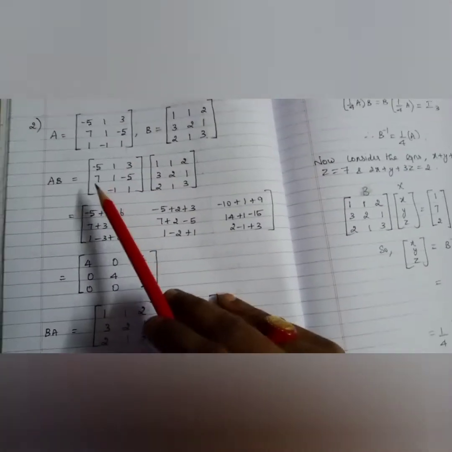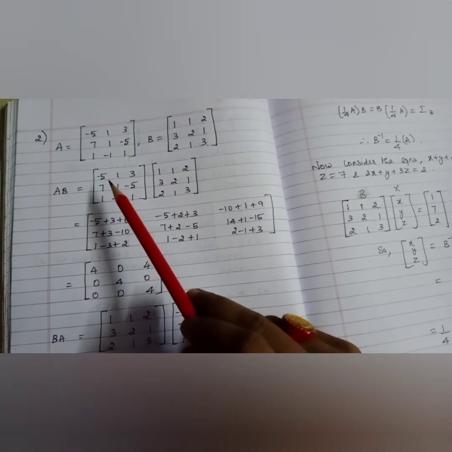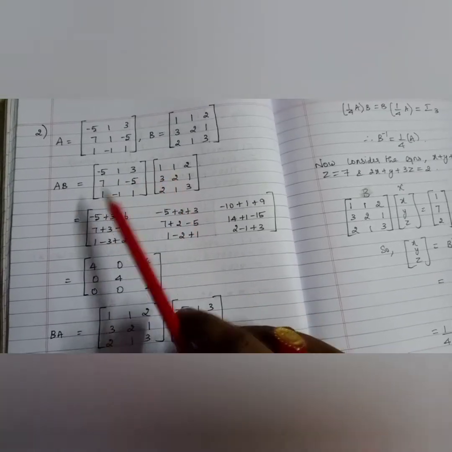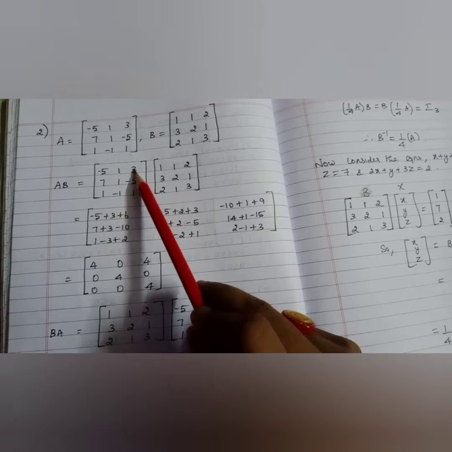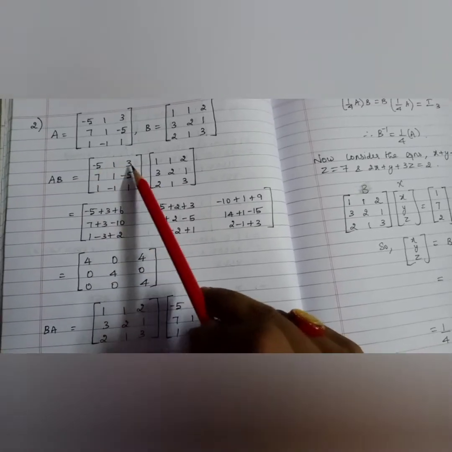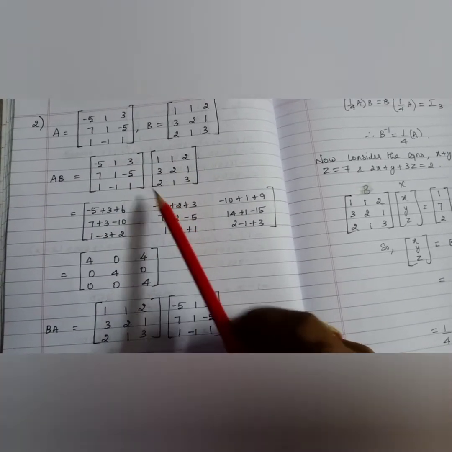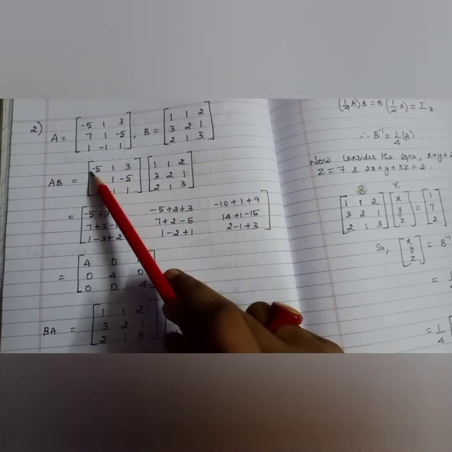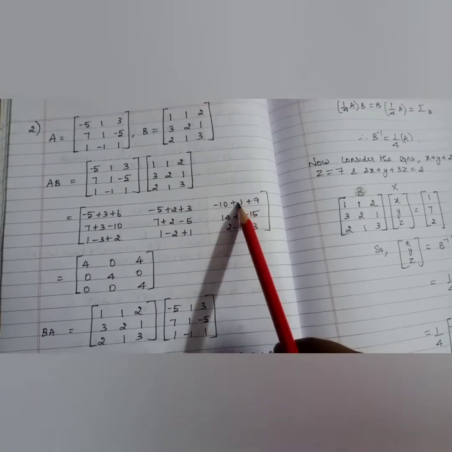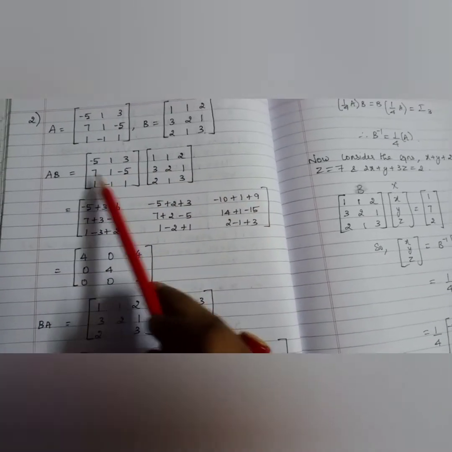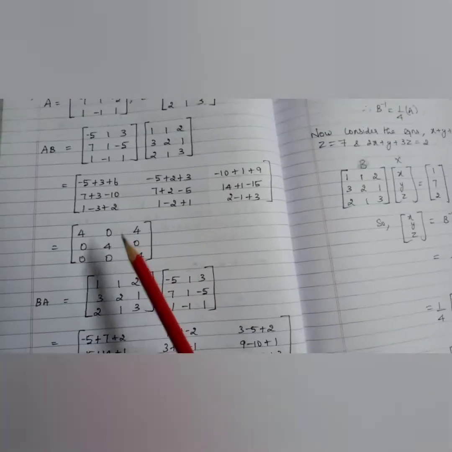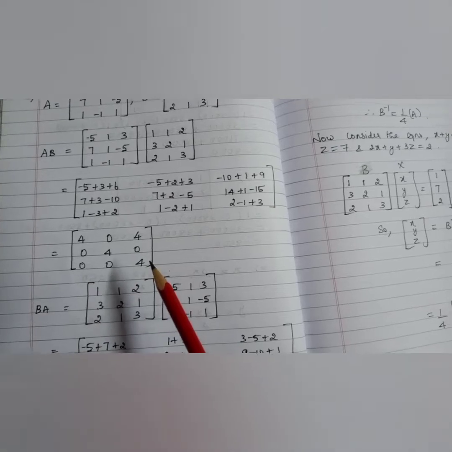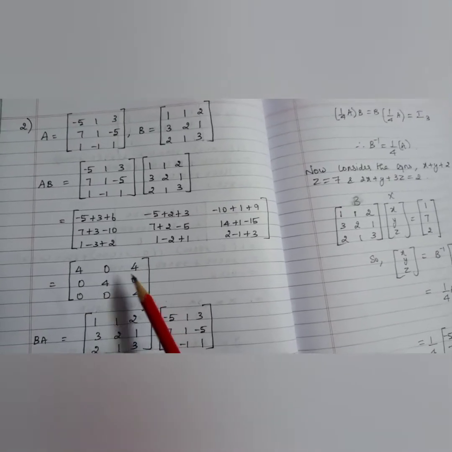Okay, so first we will find AB. Hope you all remember how to multiply two matrices, row by column. So minus 5 into 1 is minus 5, 1 into 3 is 3, plus 3 into 2 is 6. And this row by second column, minus 5 into 1 is minus 5, 1 into 2 is 2, 3 into 1 is 3. And this row by third column, minus 5 into 2 is 10, 1 into 1 is 1, 3 into 3 is 9. Similarly, second row by each column, third row by each column. So we got AB to be 4 0 0, 0 4 0, 0 0 4. So it is the identity matrix and we can take 4 outside.